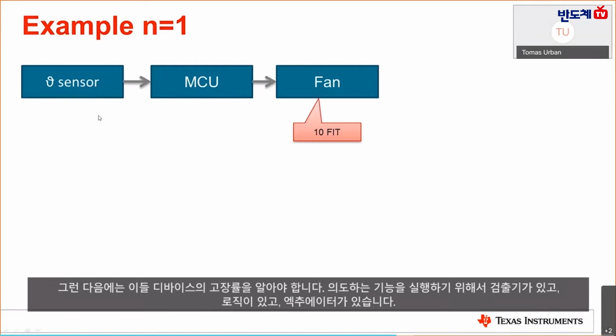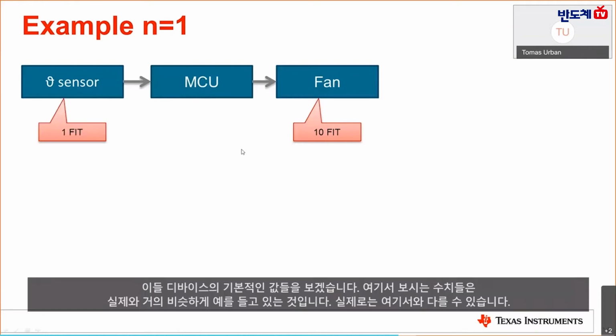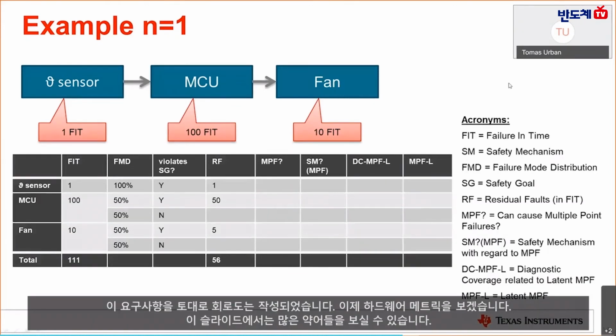As you can see, we have just the intended function. We have a detector, we have some logic, we have an actuator. So let's assume some really basic values. Don't take those too seriously. It may be close to reality, but the orders will probably be realistic. So now, according to the scheme, we did our schematic.